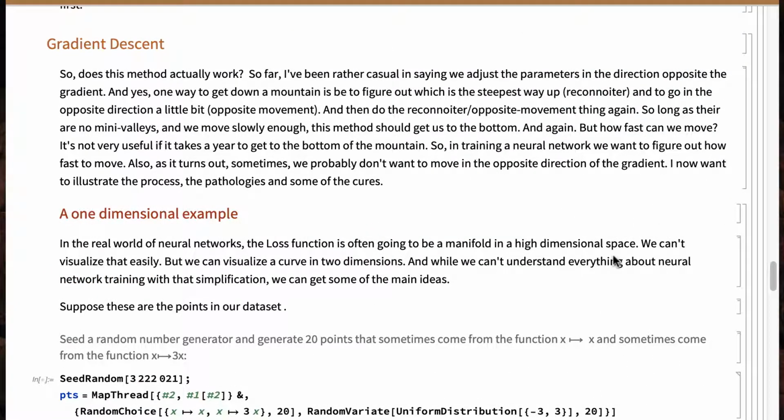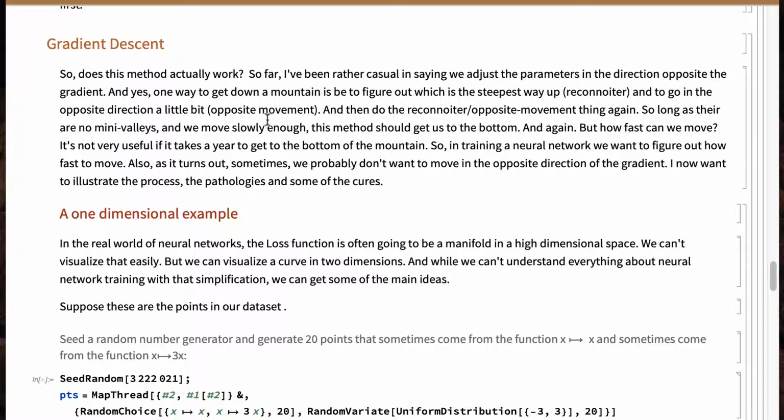Well, you might be saying, so what? You know the gradient. How does that get you anywhere? Well, let's think about how you get down a mountain. Here's how I get down a mountain. I look at what is the steepest way up. I reconnoiter. And then I go in the opposite direction a little bit. So it's the reconnoiter and go in the opposite way method. And then I've gone a few feet down the mountain and I do it again.